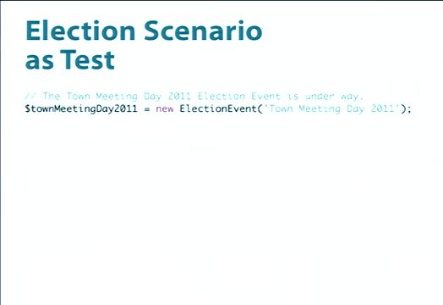For example, the first part of the scenario says, again, word for word from the scenario we saw earlier, the town meeting day 2011 election event is underway. So we're instantiating a new election event with an identity of town meeting day 2011. You can see that we have a very close symmetry between our scenario and the actual code, because we want to be able to explain this to a domain expert. Now, the domain expert may not be able to read the code, but with you sitting there with them, you can translate it for them into language that they understand.